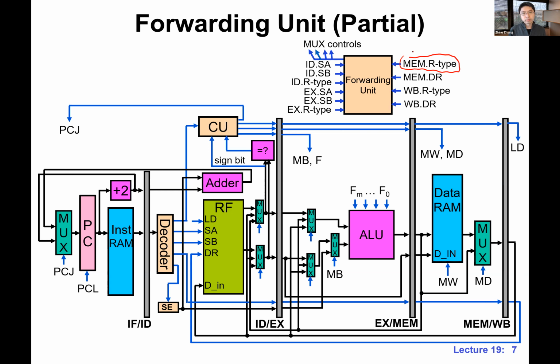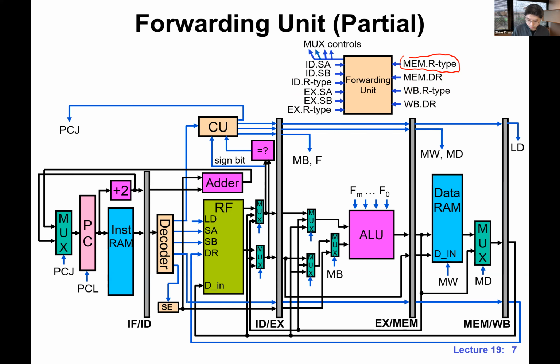We also want to know, for the instruction in the current mem stage, let's say the instruction that's being executed in the mem stage, what is the destination register? DR is the destination register. Same thing, we actually want to know what's in the WB stage, what's in the ID stage, and what's in the EX stage. Does it make sense? We actually need to know this kind of information before we can decide whether we need to forward or not.